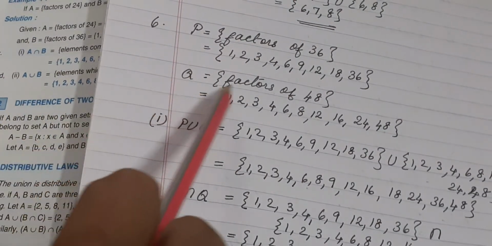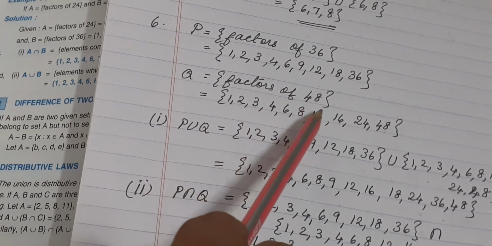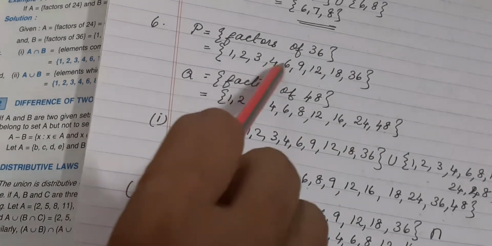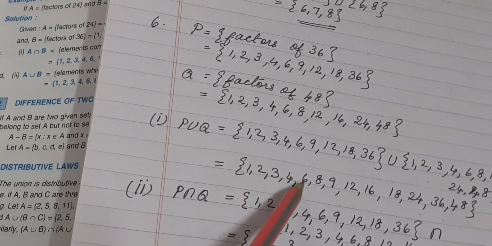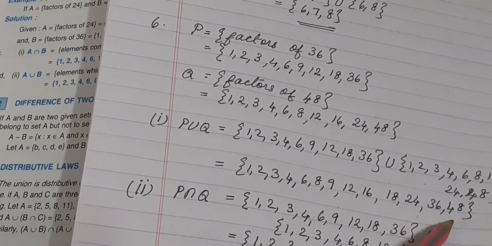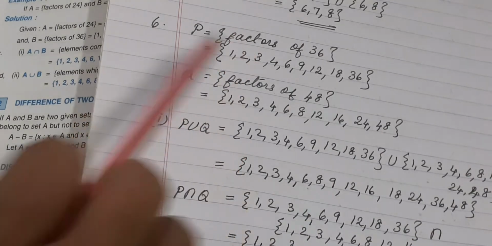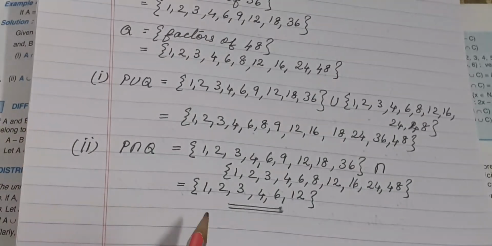Then Q means factors of 48. So which all will come? 1, 2, 3, 4, 6, 8, 12, 16, 24 and 48. So P union Q means all the elements of these two sets. You will get that as 1, 2, 3, 4, 6, 8, 9, 12, 16, 18, 24, 36 and 48. Okay. Then P intersection Q. Common elements of these two sets. Which all are the common elements of those two sets? 1, 2, 3, 4, 6 and 12.